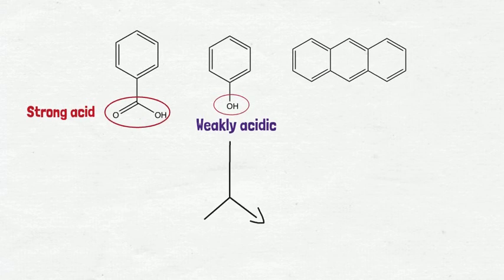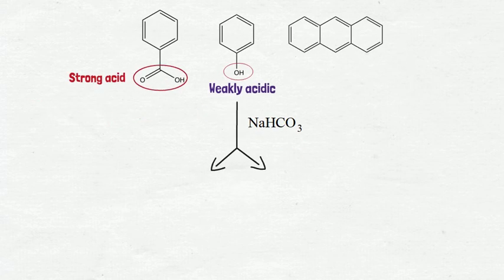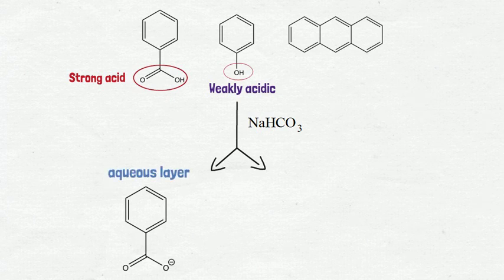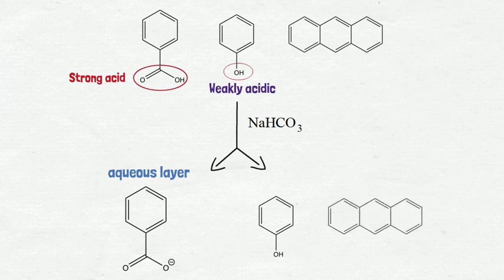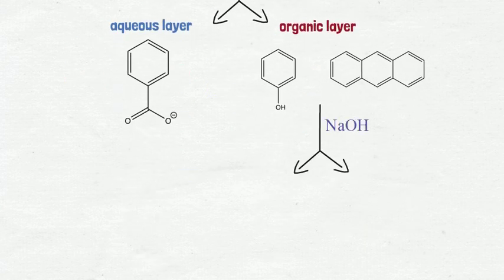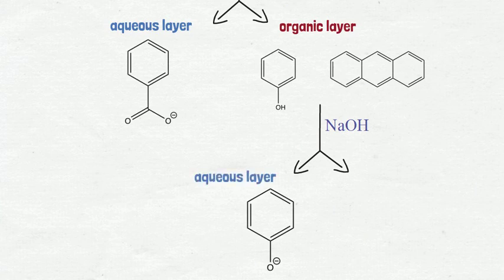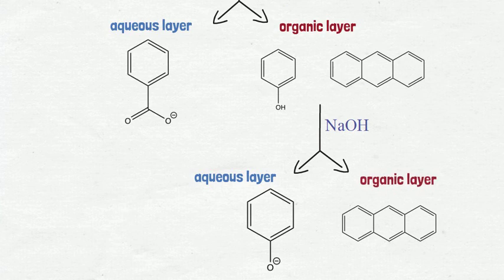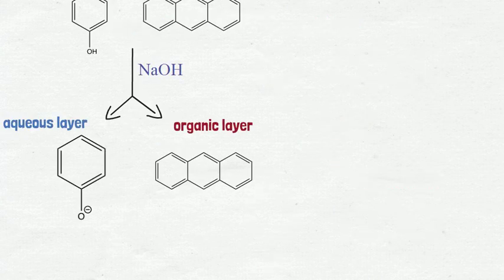So then, we can first use sodium bicarbonate, which is a weak base, to deprotonate the carboxylic acid only. Benzoic acid moves to the aqueous layer, while phenol and anthracene remain in the organic layer. In this way, we can separate benzoic acid. Next, we can use sodium hydroxide to move phenol to the aqueous layer and separate it, while anthracene remains in the organic layer. If we had used sodium hydroxide first, it would have deprotonated both the phenol and benzoic acid, which would not have been helpful to us.